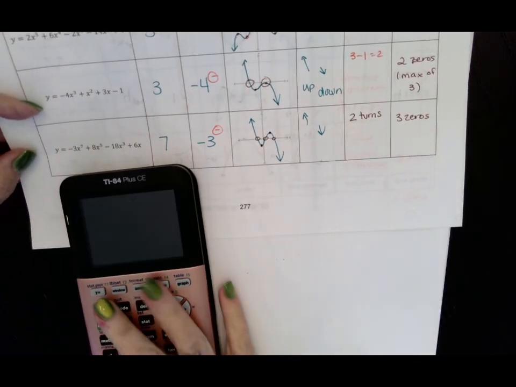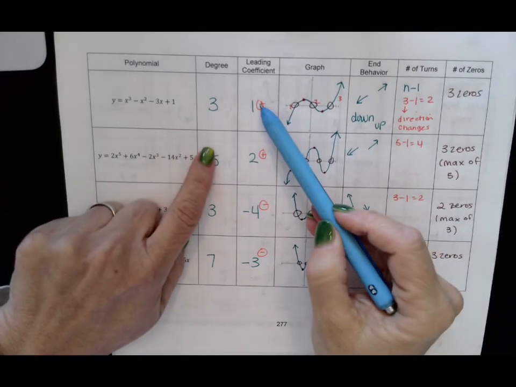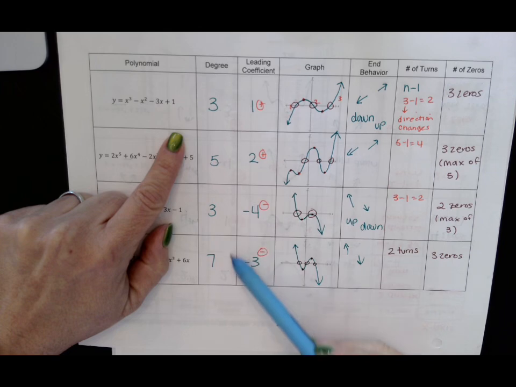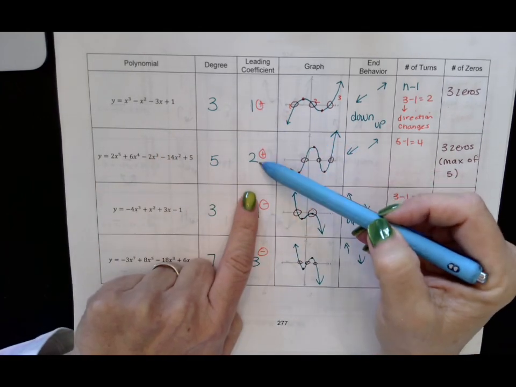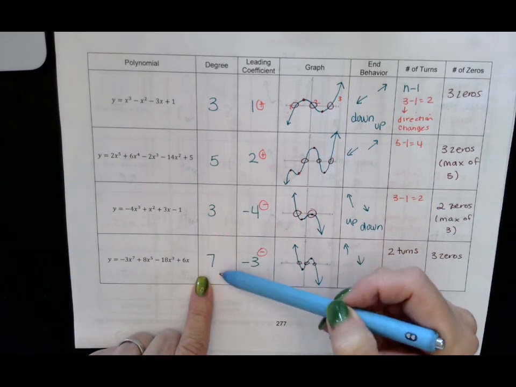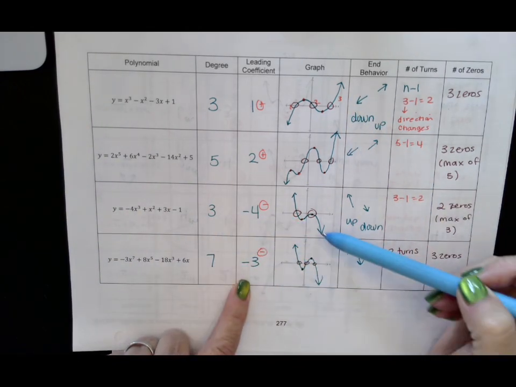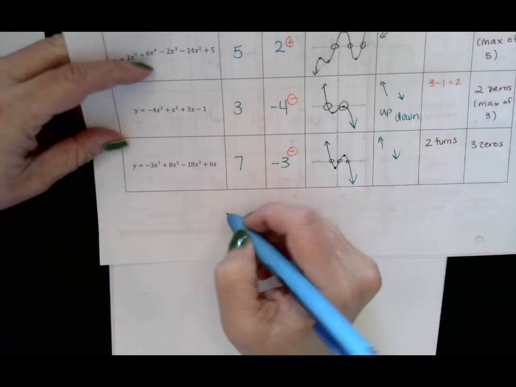Okay, let's talk about what's happening here. So what we see is that these are all odd degrees, and when I have odd degrees but my leading coefficient is positive, I have a down-up situation. If I have odd degrees and my leading coefficient is negative, I have an up-down situation. So this is not new, and let me show you how you know this.